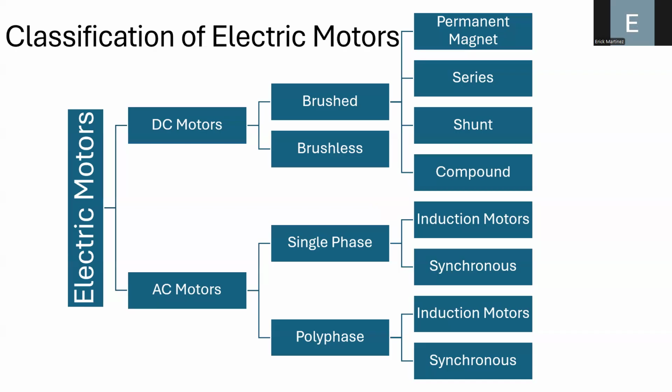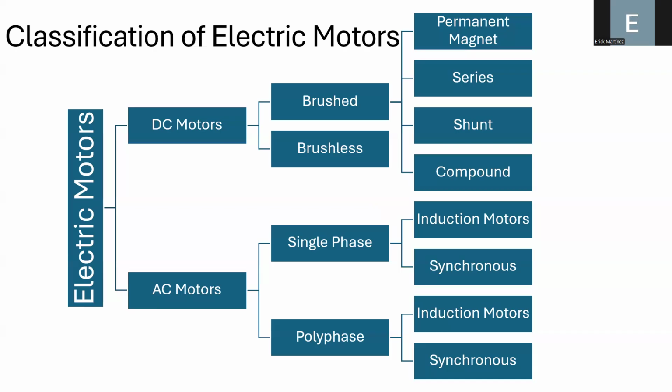On the other hand, we also have AC motors. AC motors can be classified between single and polyphase motors. Single phase basically means that we are only using one voltage source in order to power the motor. And we can classify them between induction and synchronous AC motors. We will talk later about the difference between induction and synchronous motors. But basically, this difference is related to the difference in speed between the velocity in the stator and the velocity in the rotor of the motor.